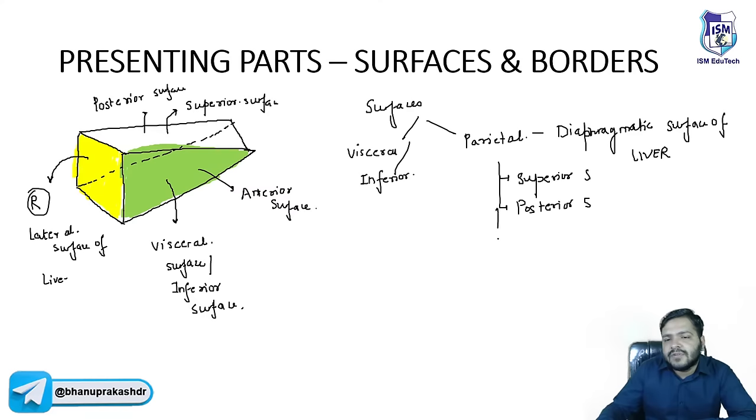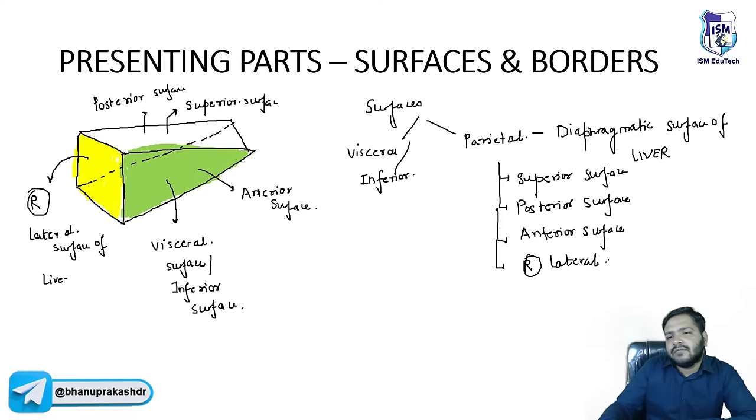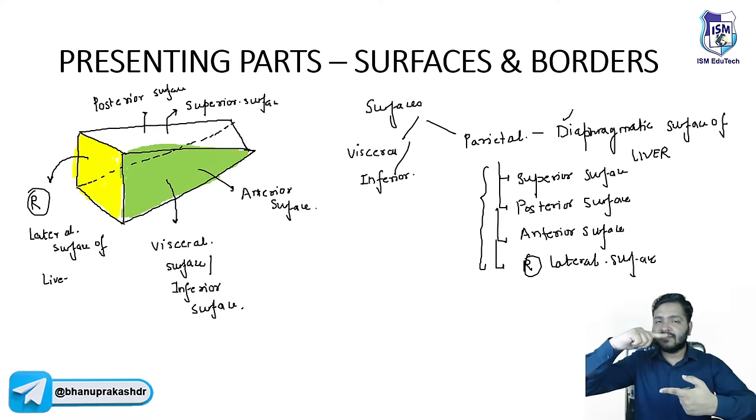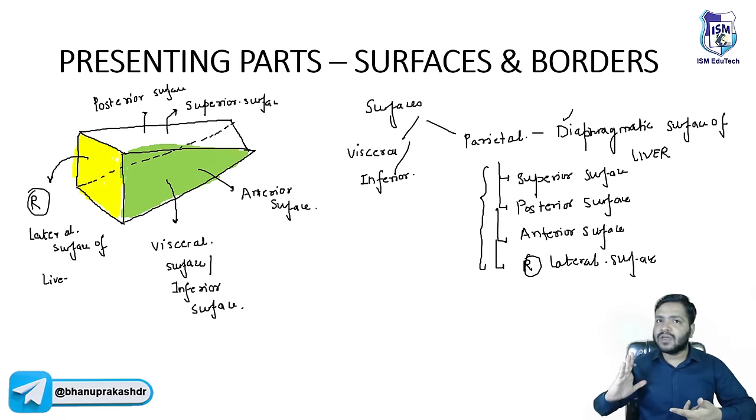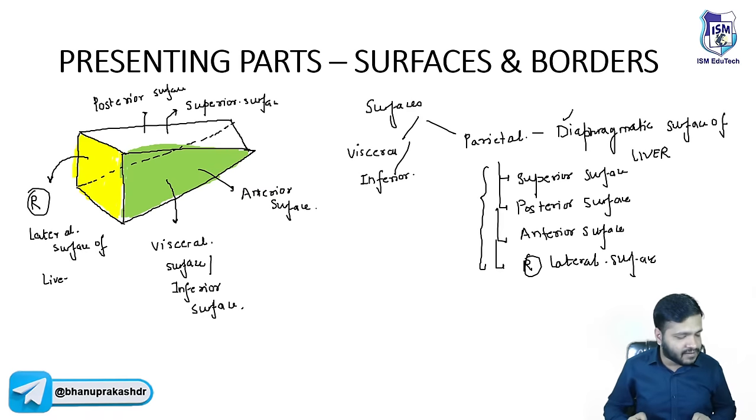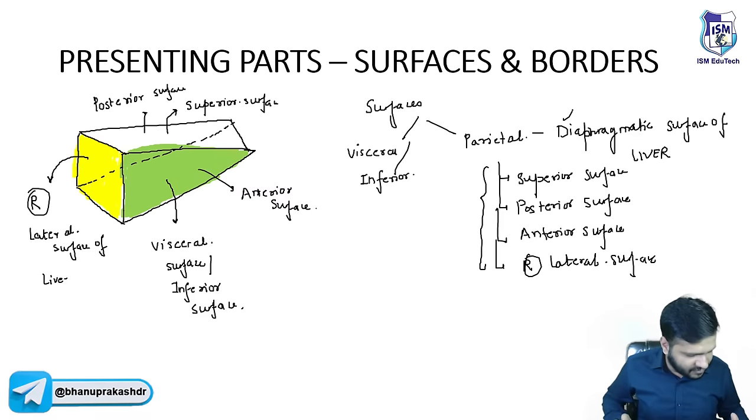Superior surface, posterior surface. Okay, we have the anterior surface. Complete. Like now, just write completely. Now we have the right lateral surface. So all these surfaces form the diaphragmatic surface of the liver. Anterior is done, superior on top, posterior at the back, and on the side the right lateral surface. So all this is covered with the diaphragm. That's why it is called the diaphragmatic surface of the liver. Whereas the other surface is the visceral or the inferior surface of the liver.